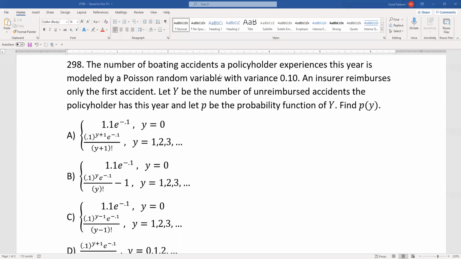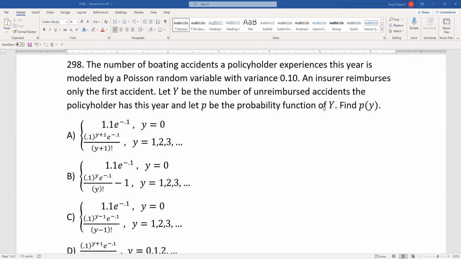The number of boating accidents this year is a Poisson variable with variance 0.1, and insurance reimburses only the first accident. Let Y be the number of unreimbursed accidents the policyholder has this year, and let P be the probability function of Y.